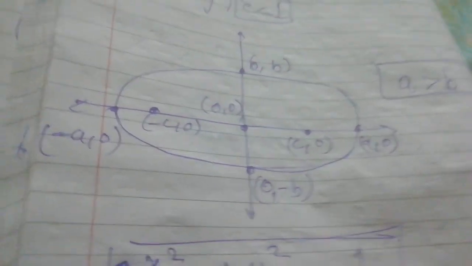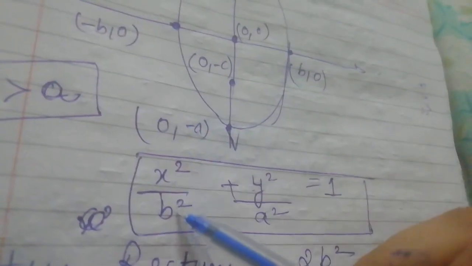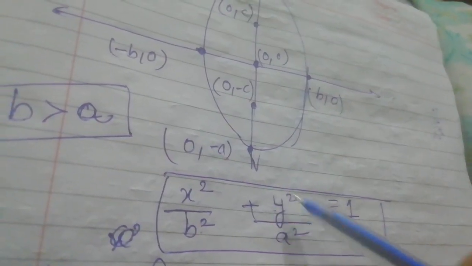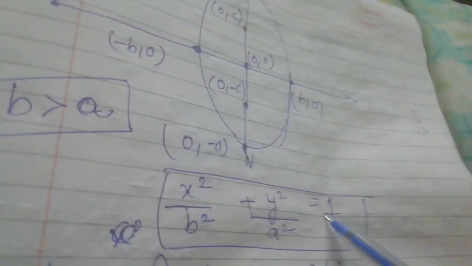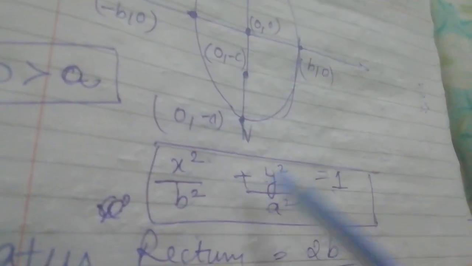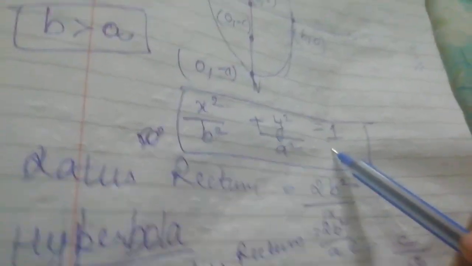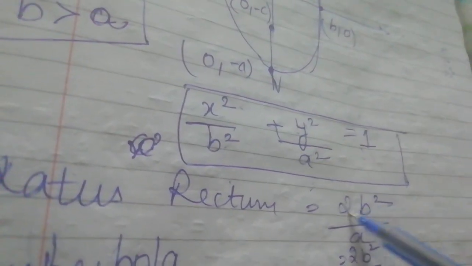If it's formed in a vertical manner, along the y-axis, the equation is x squared upon b squared plus y squared upon a squared equals 1. Let me repeat it: x squared upon b squared plus y squared upon a squared equals 1. The latus rectum is 2b squared upon a.